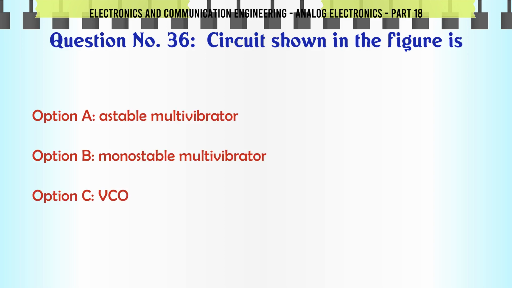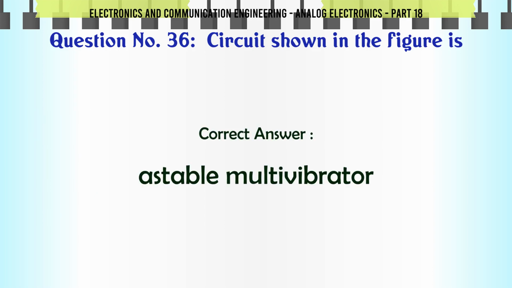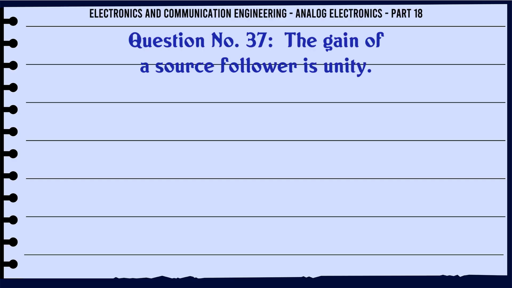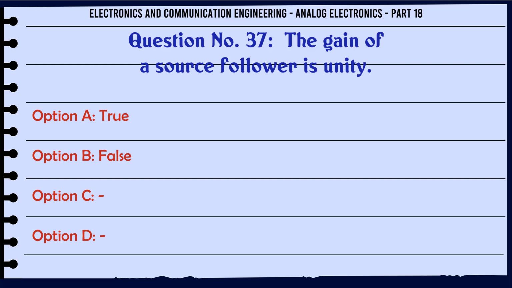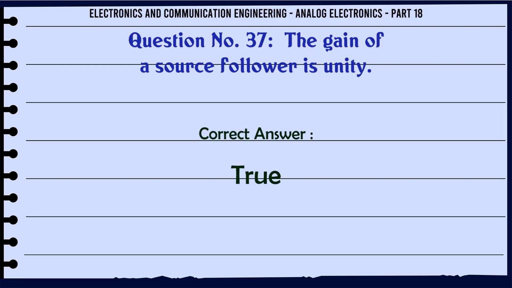Circuit shown in the figure is A. Astable multivibrator. B. Monostable multivibrator. C. VCO. D. Ramp generator. The correct answer is astable multivibrator. The gain of a source follower is unity. A. True. B. False. The correct answer is true.